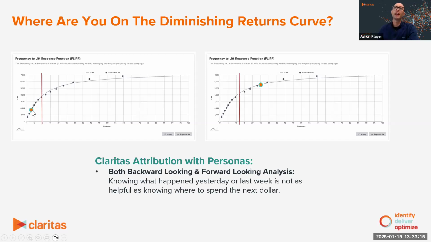So here we can see on the left, we are at a frequency of about 4. So you can imagine if you increase it to, let's say, a frequency of 8, you're going to double the impact. Whereas over here on the right, you're all the way past the point of diminishing return, where if you increase the frequency by just 4 more, you're barely going to be moving the needle. So you need to understand what will happen next in order to optimize.